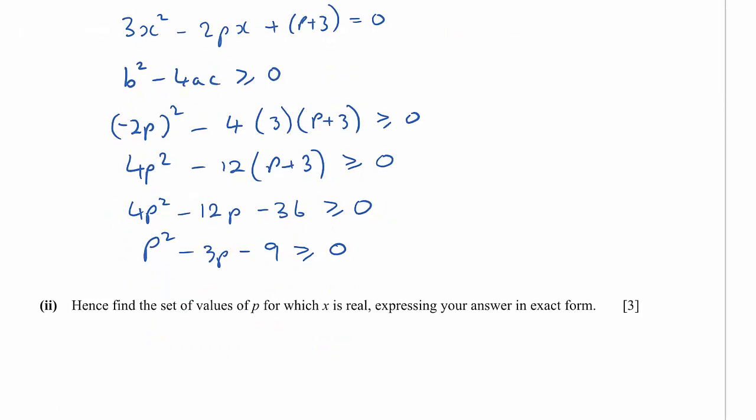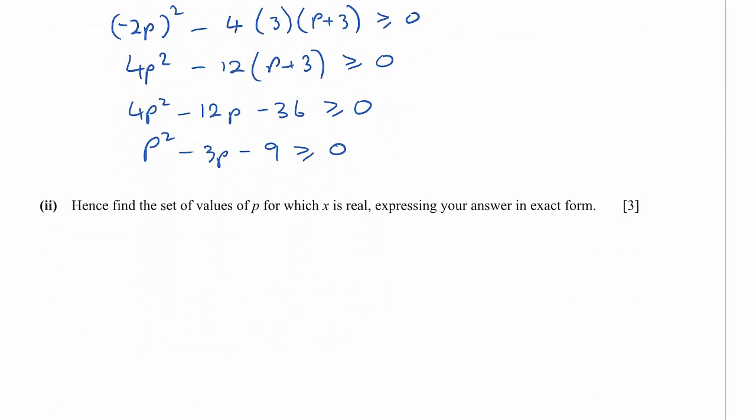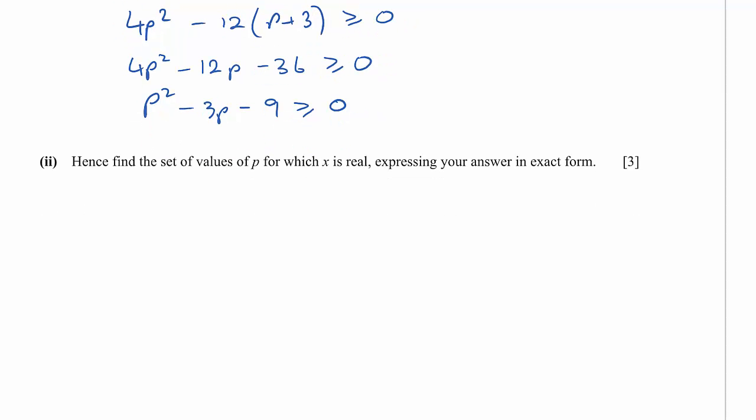So we want to find the set of values of p for which x is real. Okay, so giving answers in exact form, that's probably a bit of a clue that we're going to use the quadratic formula, and I certainly can't see how to factorize that. So consider p squared minus 3p minus 9 is equal to 0.